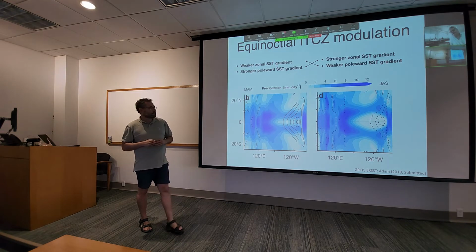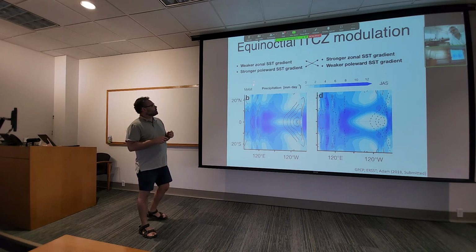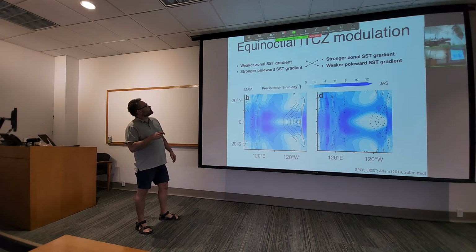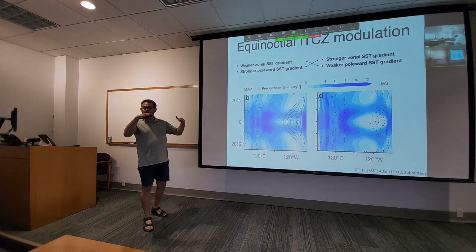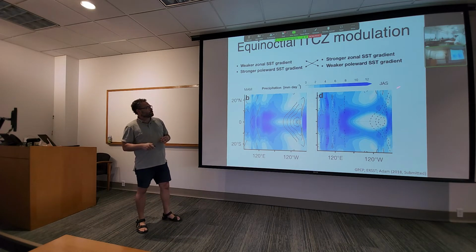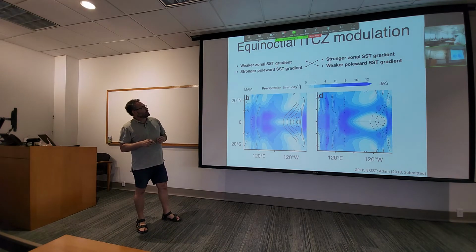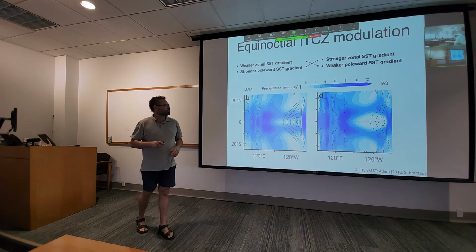And then around the September equinox, we have a cold anomaly in SSTs, and therefore the strongest cold tongue and diagonal ITCZs. And so around the March equinox, what we have is a weaker zonal SST gradient and a stronger poleward SST gradient because of the warmer cold tongue. And then around the September equinox, we have a stronger zonal SST gradient and a weaker poleward SST gradient.